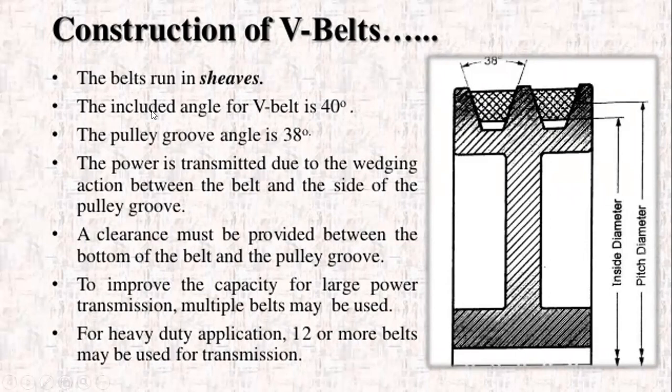So the belts run in the sheaves. That grooved element is called the sheave here. The included angle for the V belts is 40 degrees. Here you can see the included angle consists of 38 degrees. That depends upon the design of the belts and the industry purpose as well as the usage purpose.